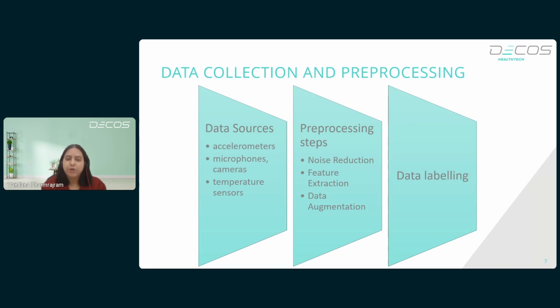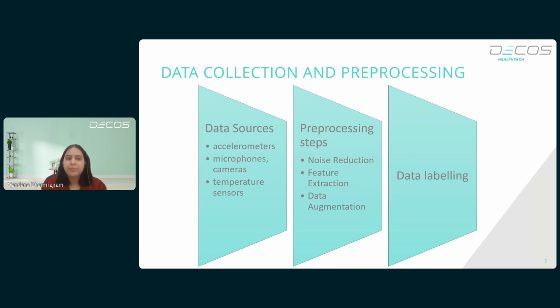Third step is data augmentation. To make our model more robust, we artificially increase the size of our data set. In image-based TinyML models, we can flip images, adjust brightness, or crop the image to create variations. For time series data like accelerometer readings, we shift or scale the signal to simulate different user movements.